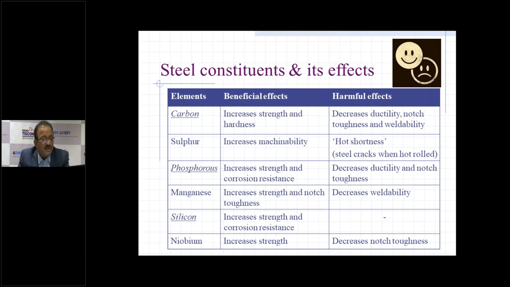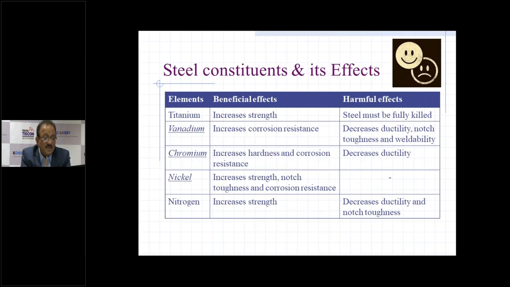So carbon, for example, increases strength and hardness. Then phosphorus increases strength and corrosion resistance. Silicon increases strength and corrosion resistance. Then vanadium increases corrosion resistance. Chromium, for example, increases hardness and corrosion resistance. You must be knowing that stainless steel contains chromium and nickel. And nickel also increases strength, toughness and corrosion resistance. There are many other constituents which we will not touch upon. Maybe when we get some more time, maybe in the next webinar, we can talk on that.